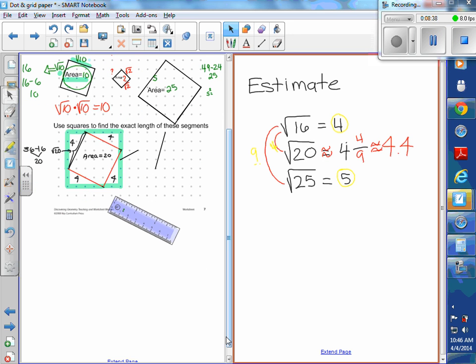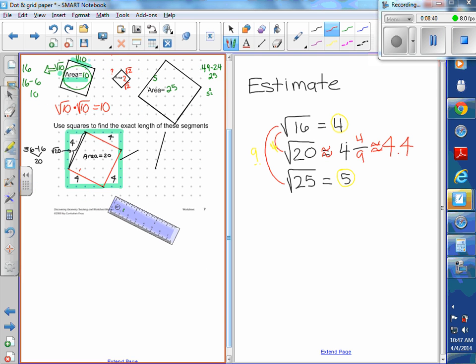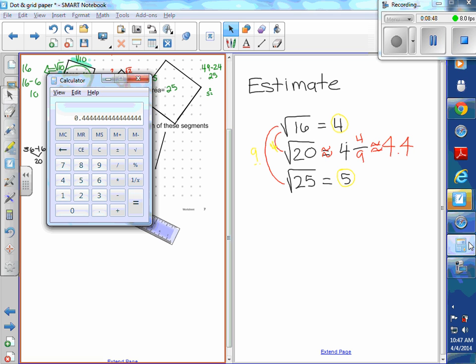And then we went back to our square. Each one of these is 4.4, about. So if we multiply 4.4 times 4.4, we should get close to our area of 20. But it's not going to be exact, right? Because it was an estimate. So let's say 4.444 times 4.444. Not bad, right? So it's a good estimate.